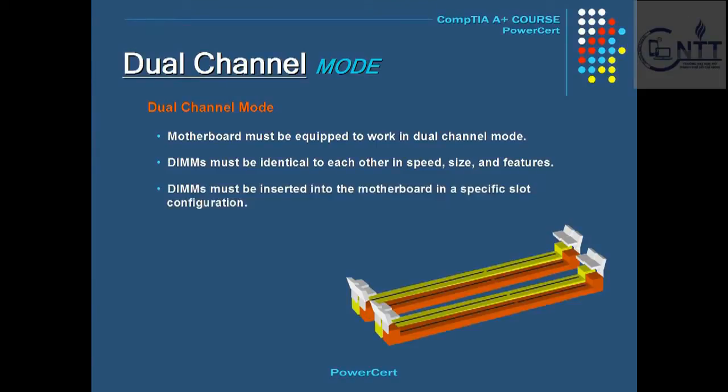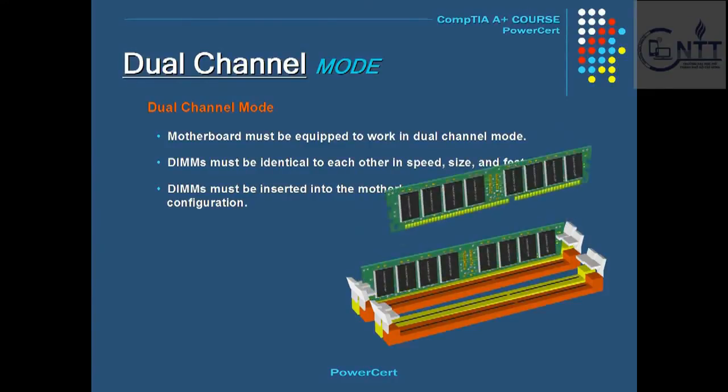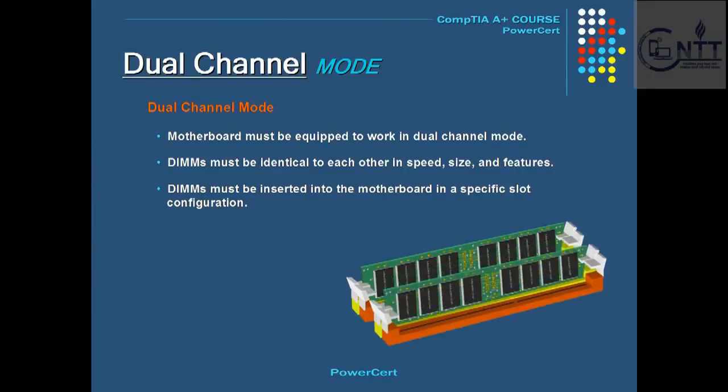Then the DIMMs must be inserted into the motherboard in a specific slot configuration in order to enable dual channel mode. Typically, the memory slots will be color-coded to help assist in identifying where the DIMMs should be inserted. For example, here we have some dual channel memory slots. So in order for dual channel to work, you need to install a pair of identical DIMMs in the slots of the same color. In this case, we put a pair of DIMMs in the yellow slots.